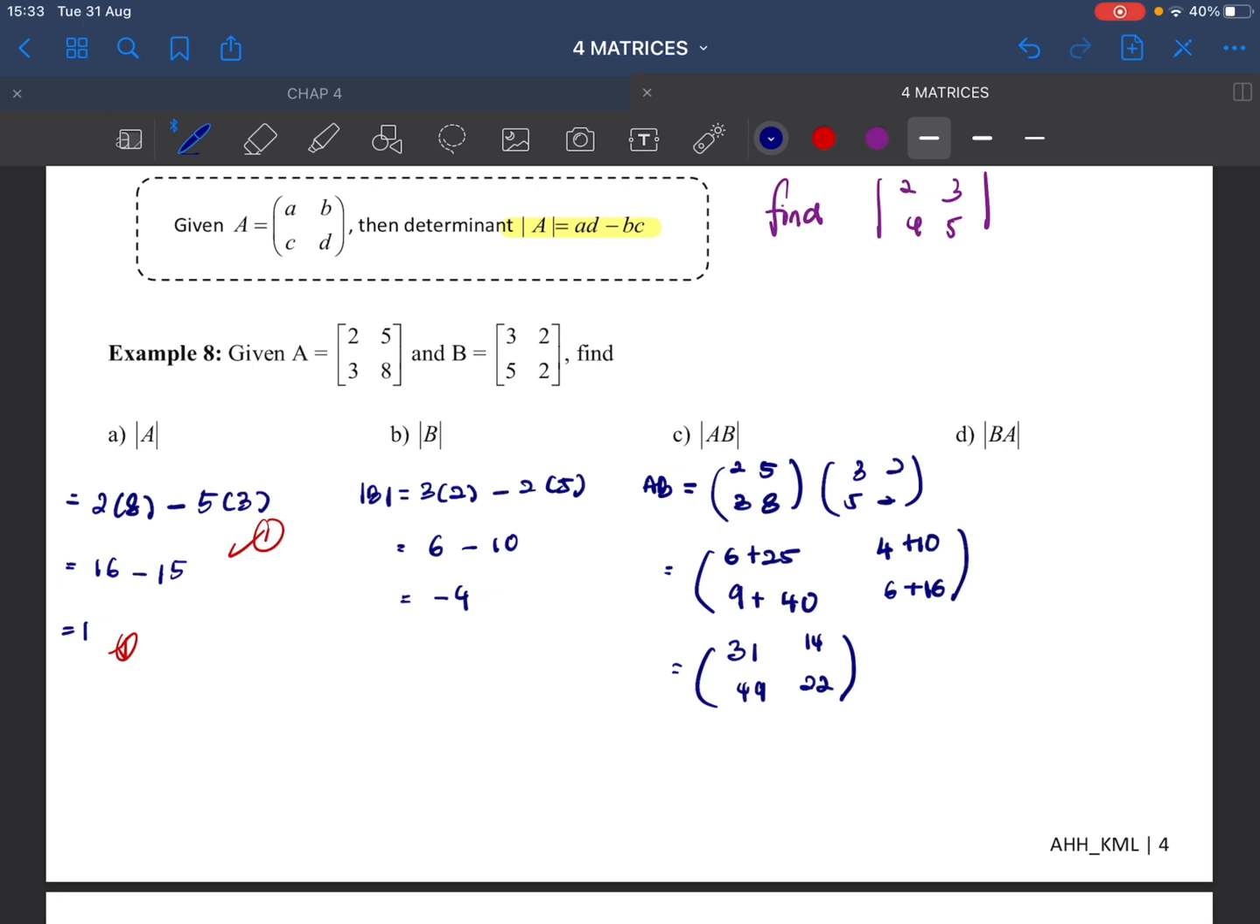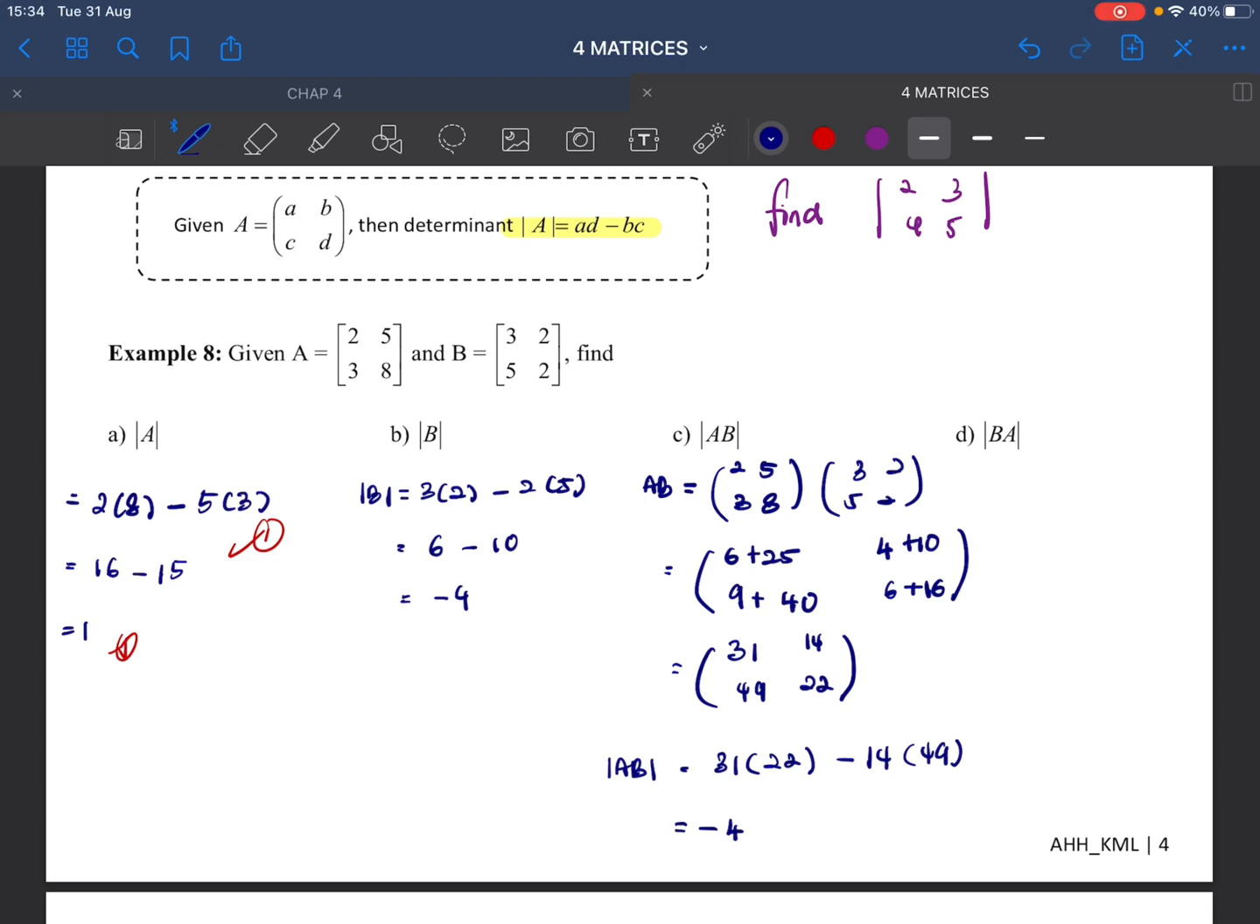So the question asks for the determinant of AB. So we just use the formula, which is ad minus bc. So here you are going to get negative 4. Okay, so ini cara biasa lah. But we can find our determinant by using properties. So nanti kita akan tengok apa tu properties of determinant.